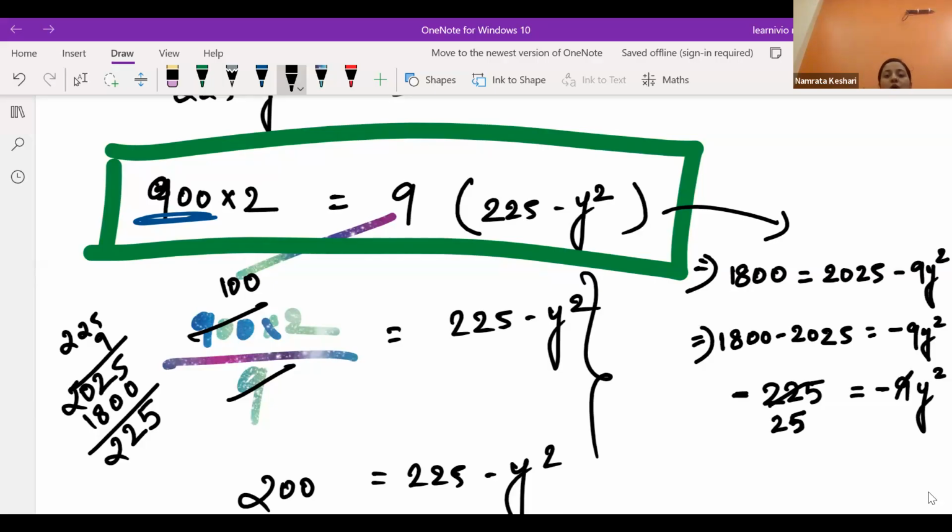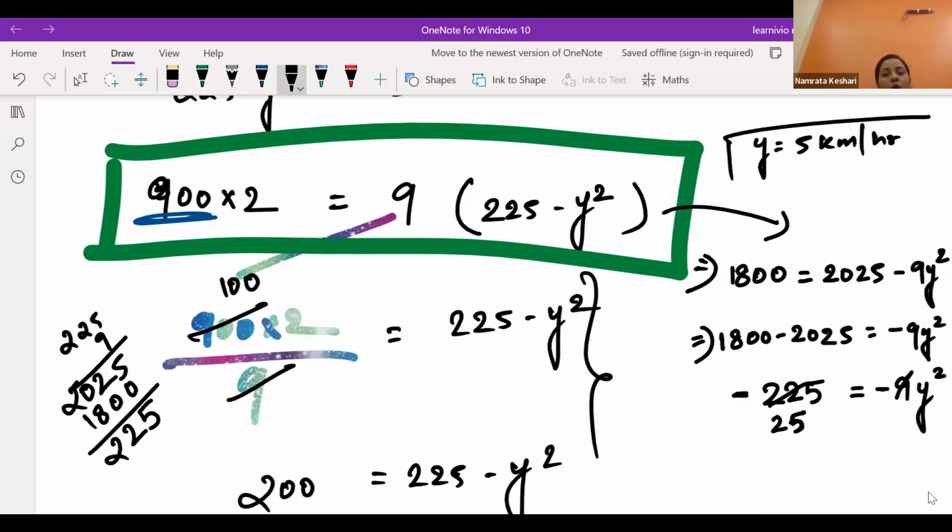Can you see? Still, we got y square as 25. Yes, where exactly have you made the mistake? I made the mistake as I didn't actually multiply 9 with y square. Okay. So y value is plus 5 and y value is minus 5, and still we'll be choosing the positive result because we are talking about the speed of the stream. So the speed of the stream y is equal to 5 kilometer per hour.